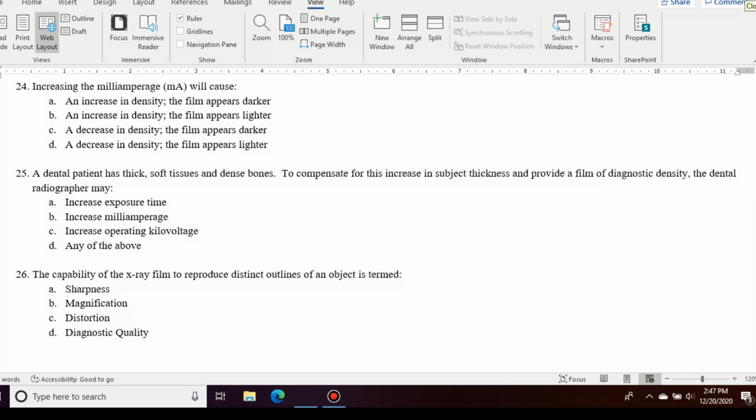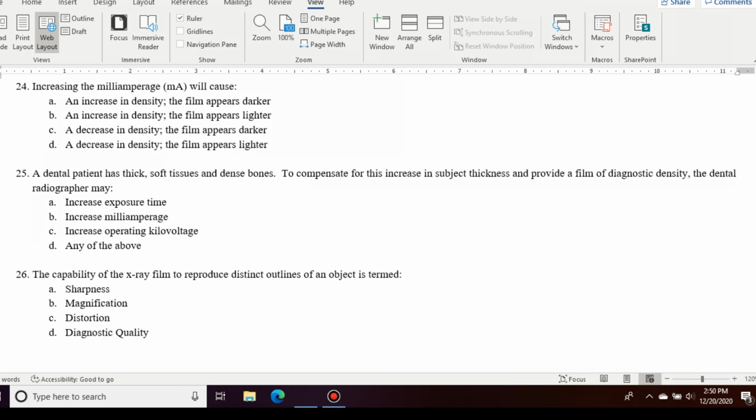25. A dental patient has thick, soft tissues and dense bones. To compensate for this increase in subject thickness and provide a film of diagnostic density, the dental radiographer may A, increase exposure time, B, increase milliamperage, C, increase operating kilovoltage, or D, any of the above. The correct answer is D, any of the above. Changing any of these factors based on the subject thickness can make your film more diagnostic. You just have to remember that sometimes when you increase one, you have to decrease another.